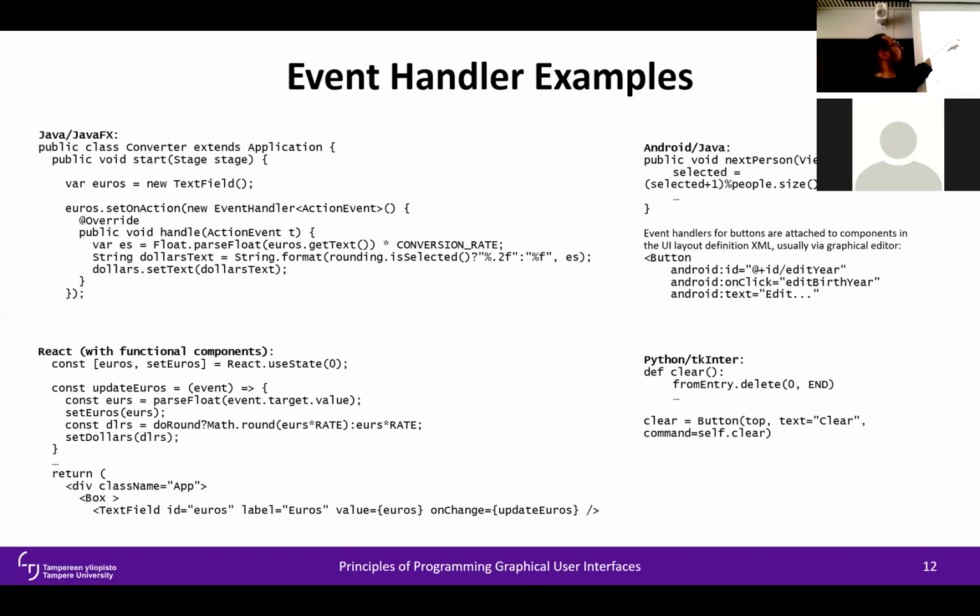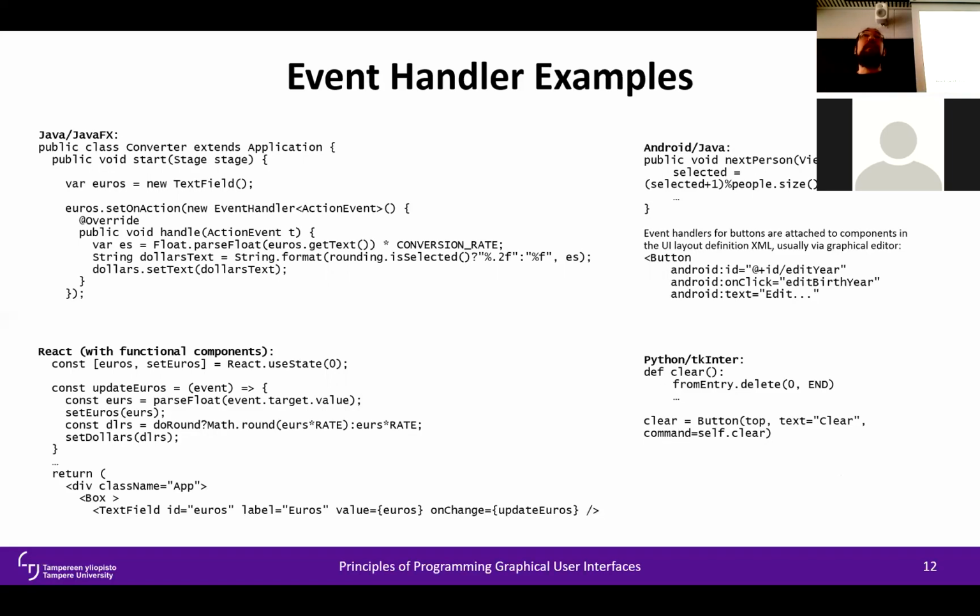Here we have a class that extends application. So this is a graphical interface application. It has a start method where I have written the setup code. This builds the interface. I have some variable euros text field there, and then for the text field, I define set on action. So now I'm registering an event handler. Now, whenever this action happens on this text field, this code here is called.